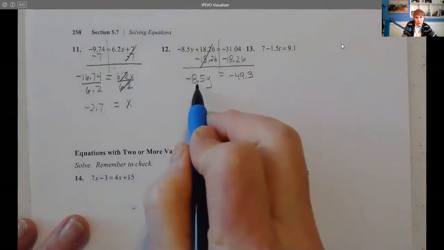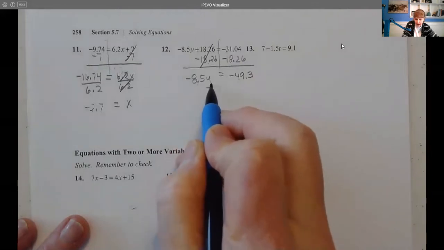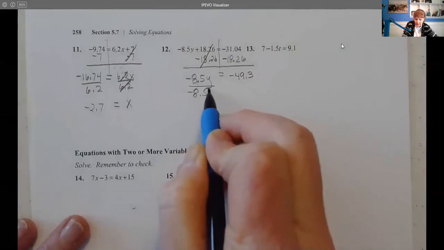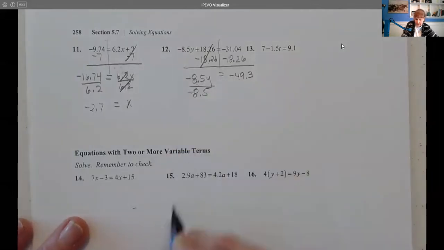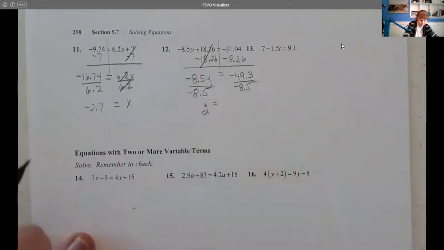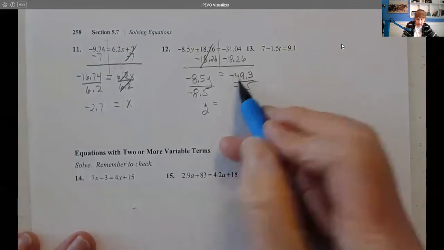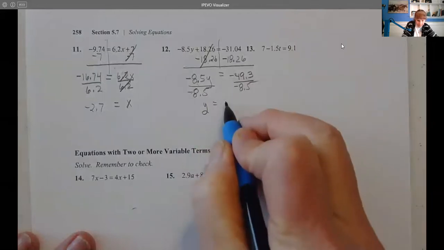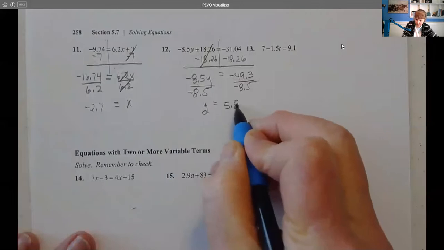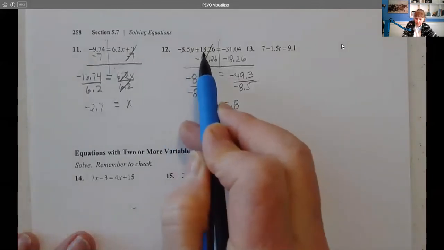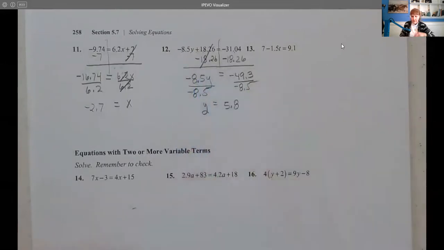Okay, I want a positive 1 here in front of this y. I need to get rid of this. So I'm going to divide by a negative 8.5, because a negative over a negative is a positive. Negative 8.5. This one, negative over a negative, is a positive, because when you have an even number, it's positive. 5.8. So again, you can put the 5.8 in, multiply it, and add 18.26, and you'll get negative 31.04.